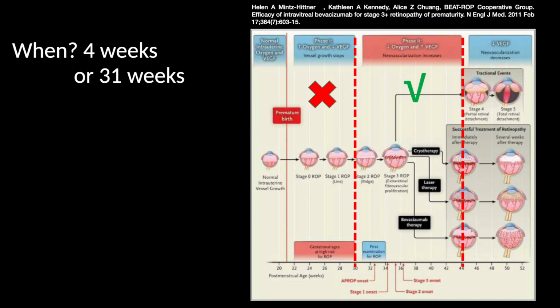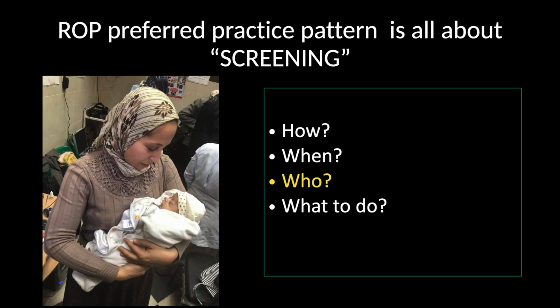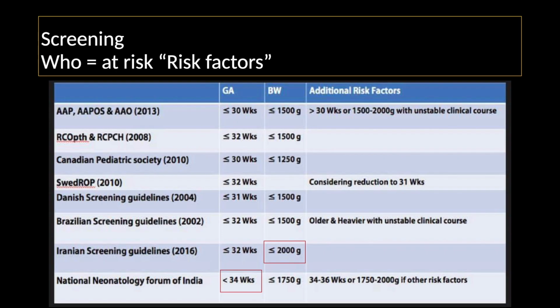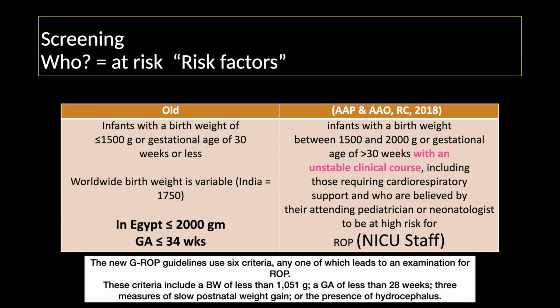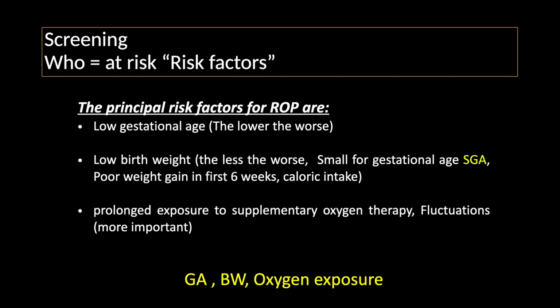When do we follow up those cases? At 4 weeks post delivery or 31 weeks post menstrual age, whichever is further away, to get the start of phase 2 where the pathology starts. Who do we screen? Screening criteria differ according to the NICU management, so it differs in different countries. In the more developed countries, the screening criteria are much narrower than in the less developed countries due to the better NICU staff management. And don't forget that cases which are outside the screening criteria but have multiple comorbidities are also screened.